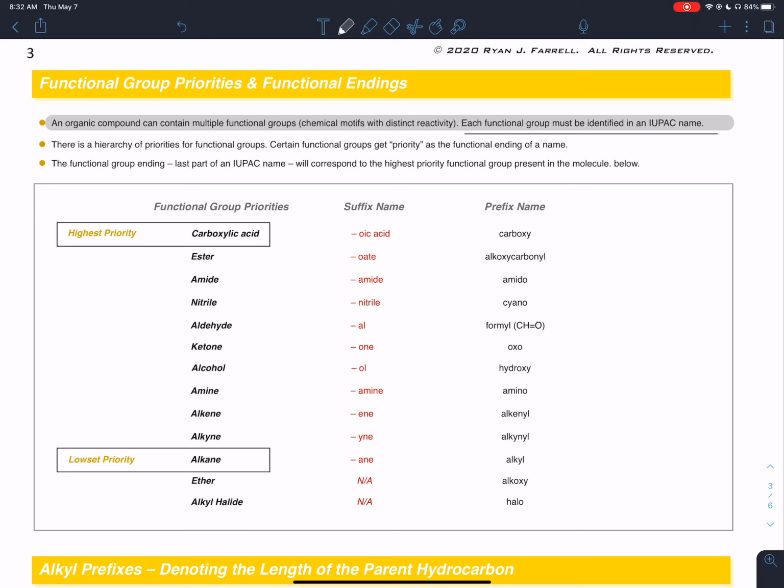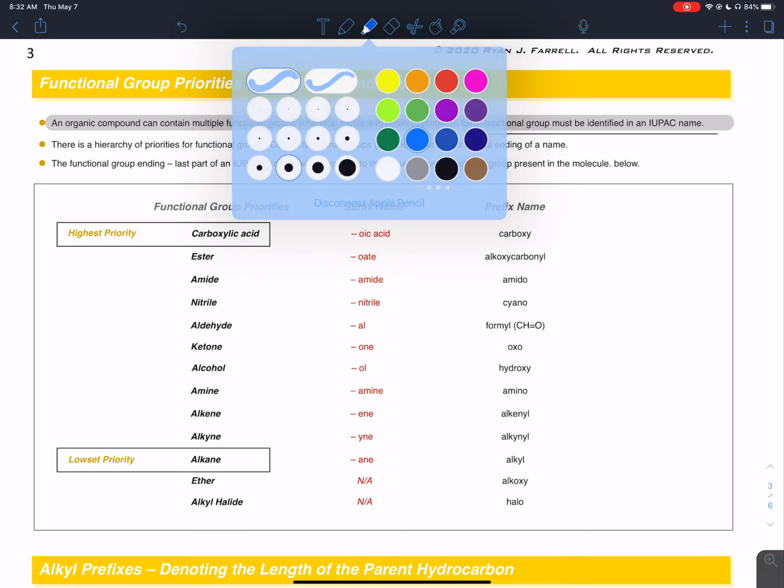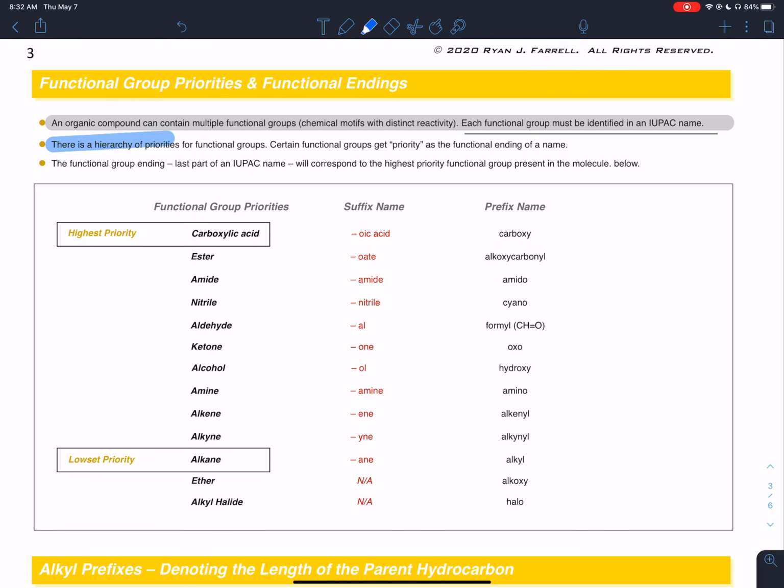And then each functional group has to be identified in an IUPAC name. And it's the case that there actually is a hierarchy to the priorities of these functional groups. They don't all have the same priority, and there are certain functional groups with higher priority that would get the preference for that functional ending component at the end of the name.